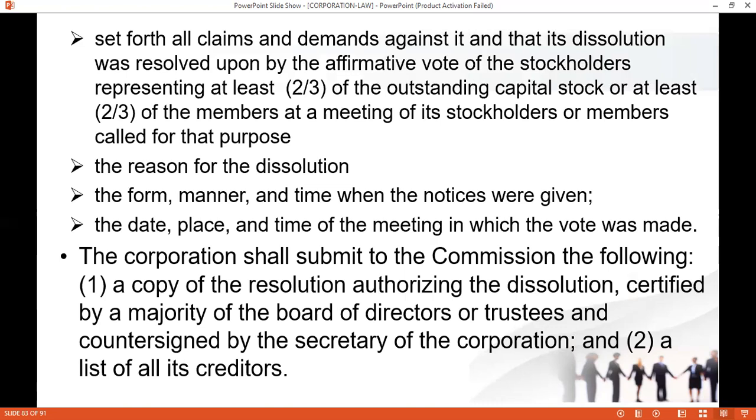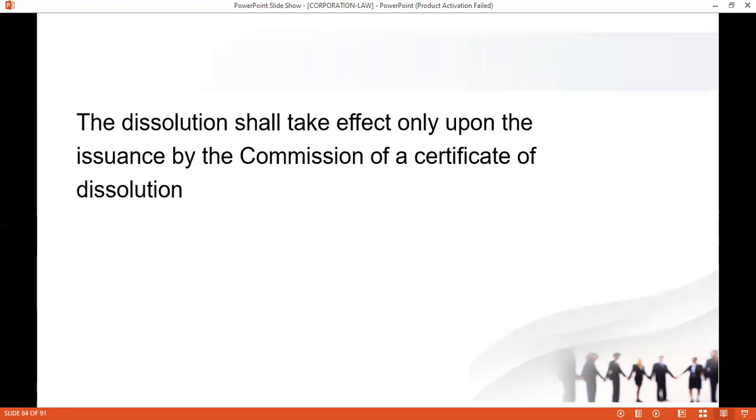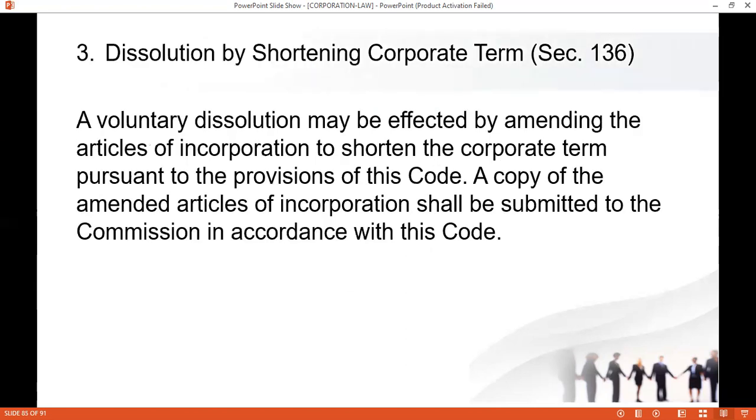So, mag-submit din sila ng mga documents to the commission, yung copy ng resolution, countersigned by the secretary, and a list of all its creditors. So, ito yung kaibahan kanina. And again, same rule, the dissolution shall take effect only upon the issuance by the commission of a certificate of dissolution. Dissolution by shortening corporate term. Di ba? Meron tayong yung pag mag-shorten kayo ng corporate term, meaning to say, kailangan mo ng 2/3 votes ng stockholders, no, outstanding capital stock.